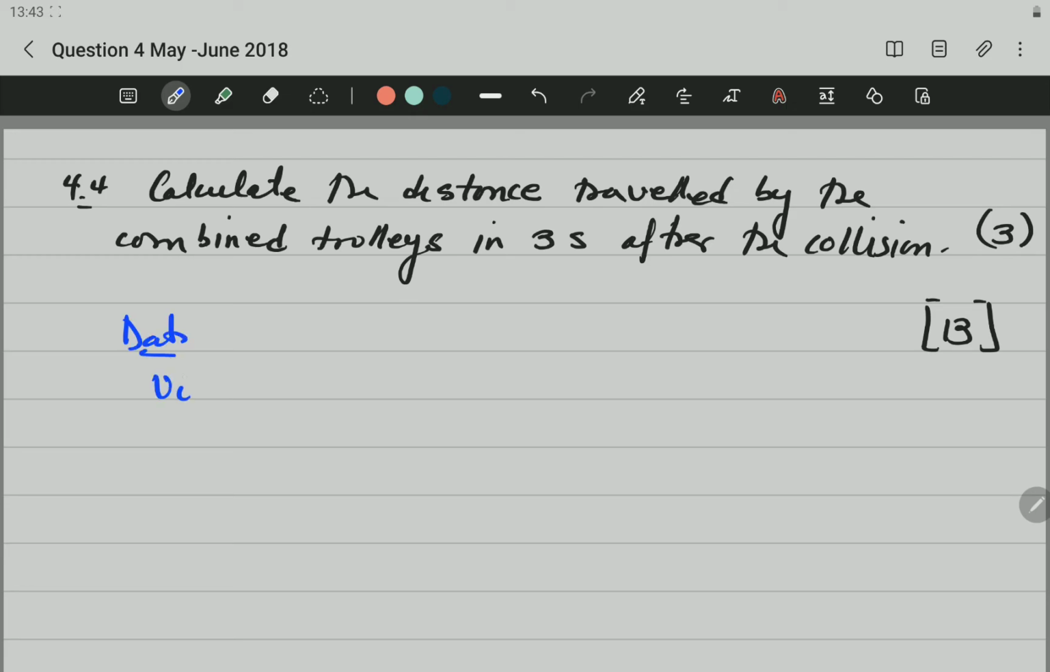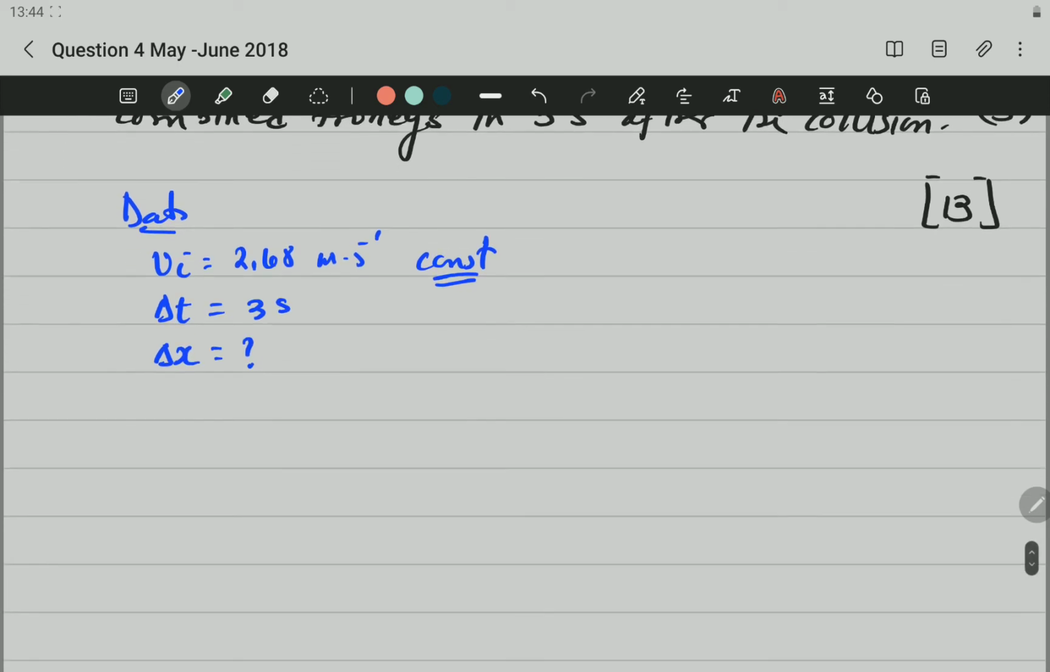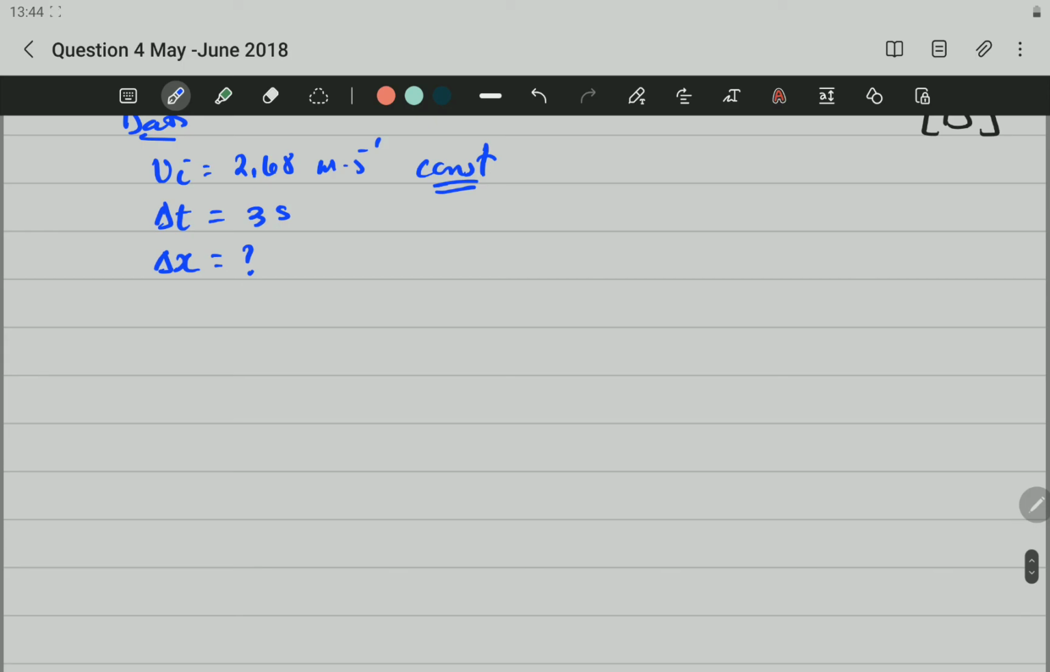The initial velocity is equal to what we just calculated, which is 2,68 meters per second, and that is constant. We also have that the time is going to be 3 seconds, and we know that it is moving at constant velocity. We are looking for the displacement. Looking at the formulas, you are supposed to go to the formulas at the back of the exam, and you can see that if the velocity is constant, the displacement is equal to the product of the velocity and the time taken. So this is quite easy.